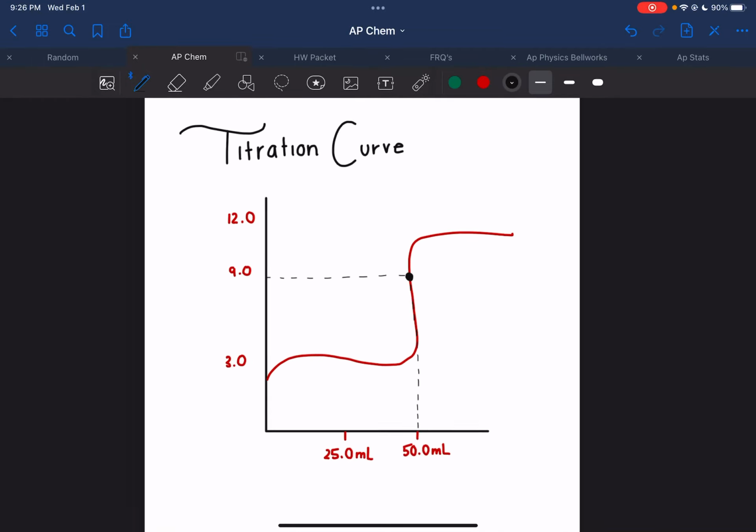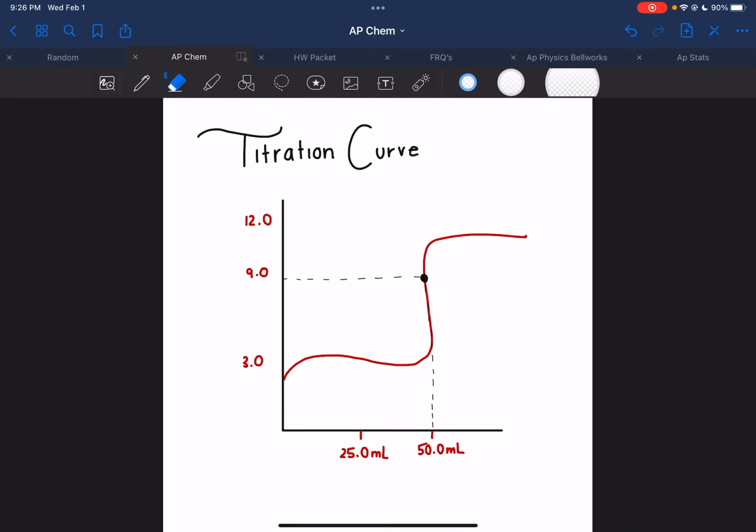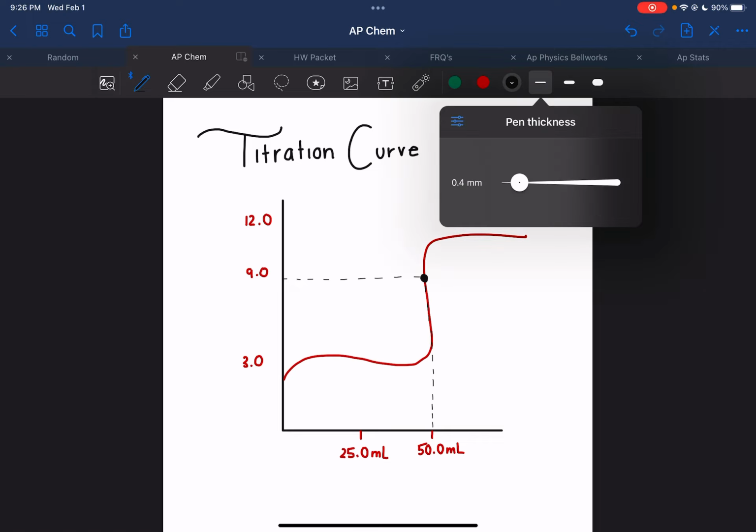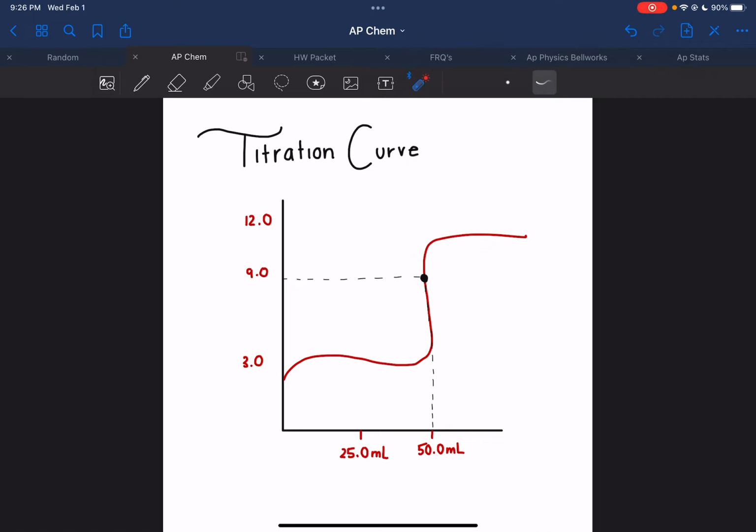Hey guys, today I'm going to be explaining a titration curve, so I'm just going to get straight into it. So this dotted line right here on the titration curve, the point it leads to is called the equivalence point. I'm going to give an example of a titration of a weak acid with a strong base.